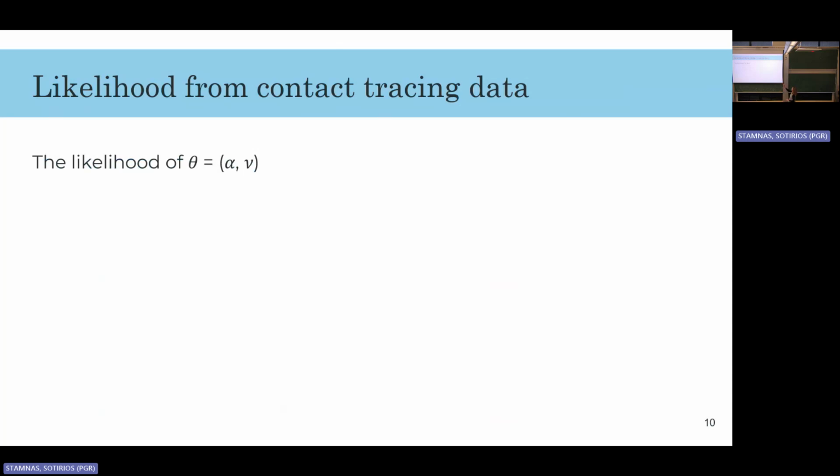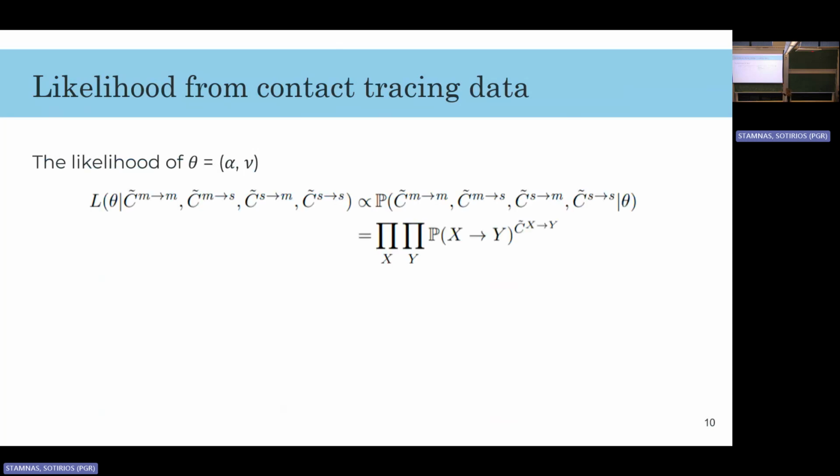So we're going to first look at the contact tracing data. So these are the total number of each of the different infection events, so mild to mild, mild to severe, etc. And this is directly proportional to the probability of having these contact tracing data points given theta.